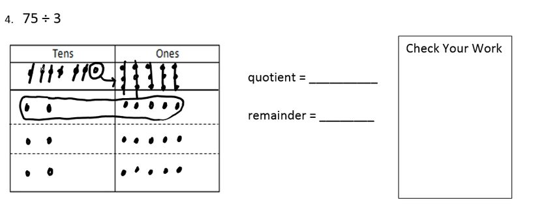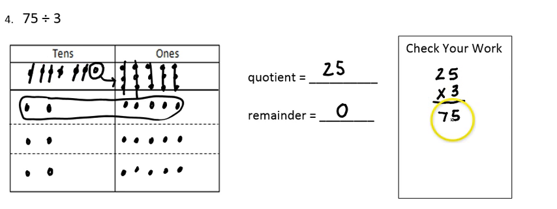When I divide 75 into 3 equal groups, I get 2 tens and 5 ones, or 25 as my answer. I used all of my discs, so I have no remainder. To check my work, I take my answer, or my quotient, 25, times 3, my divisor. 3 times 25 is 75. And again, that matches the dividend at the start.